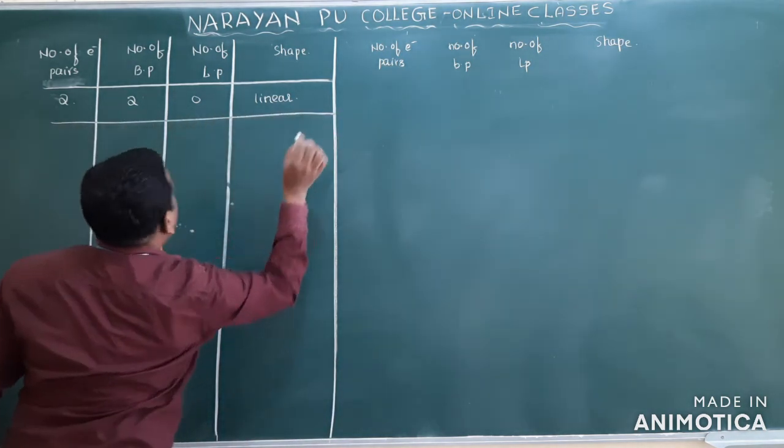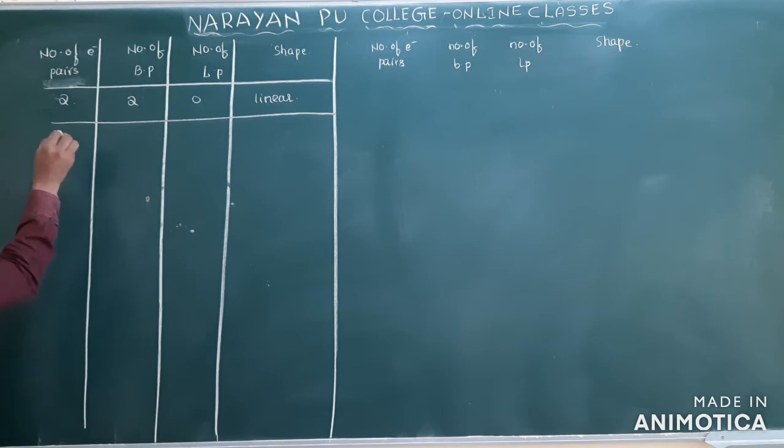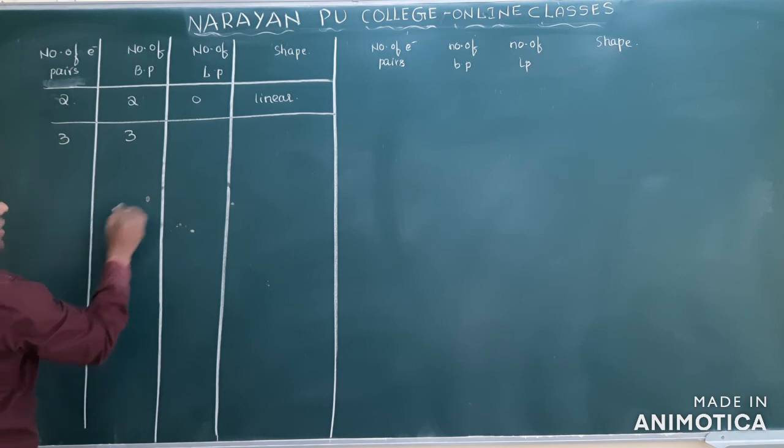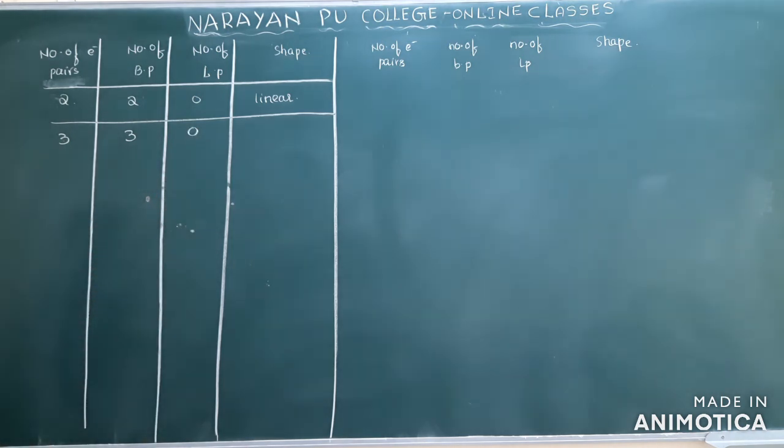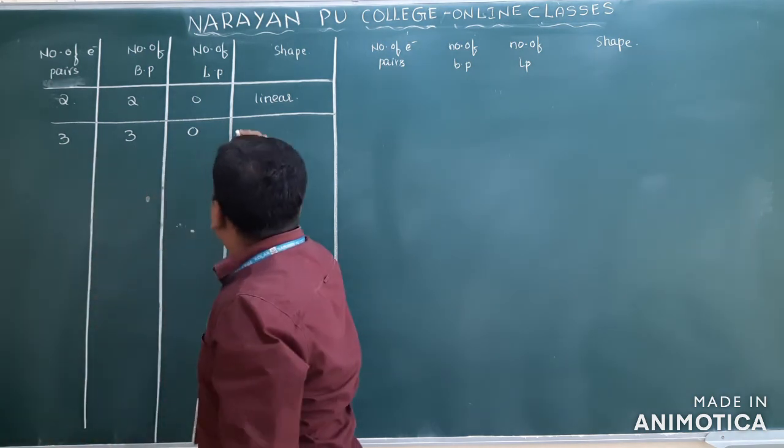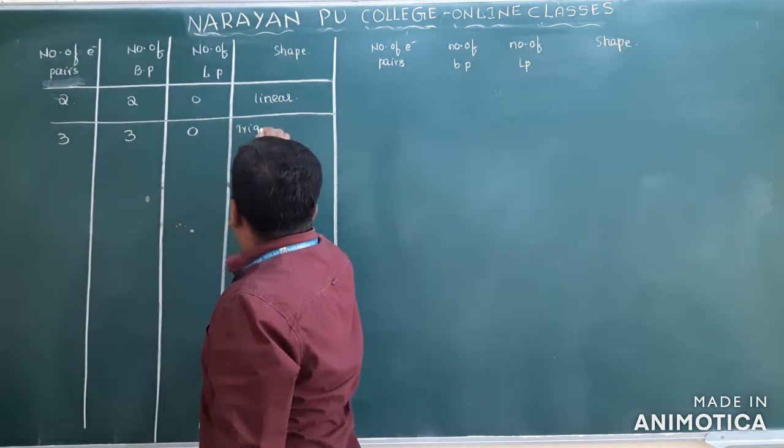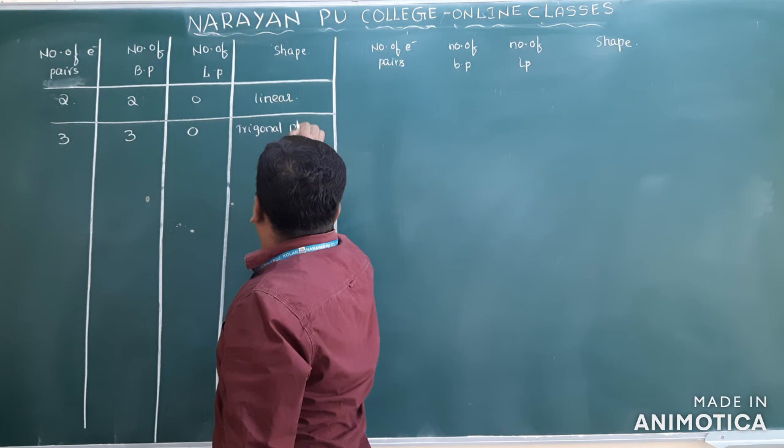And the next one. If there are 3 pairs of electrons, in that one all 3 are bond pairs and there is no lone pair. So what is the shape of the molecule? You already know what it is. Trigonal planar. Trigonal planar molecule.